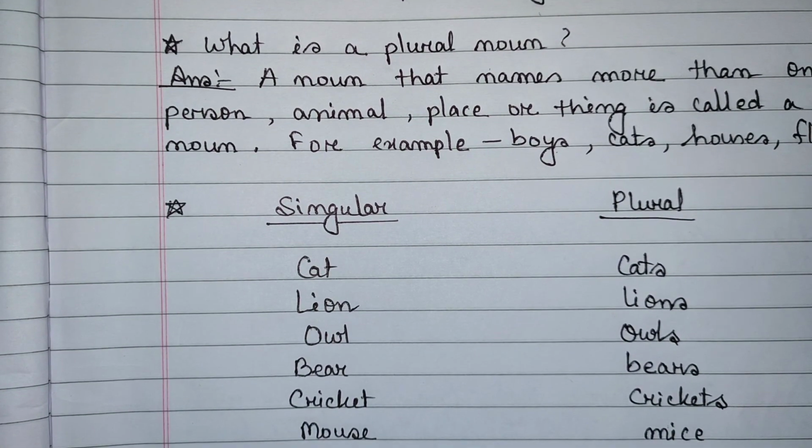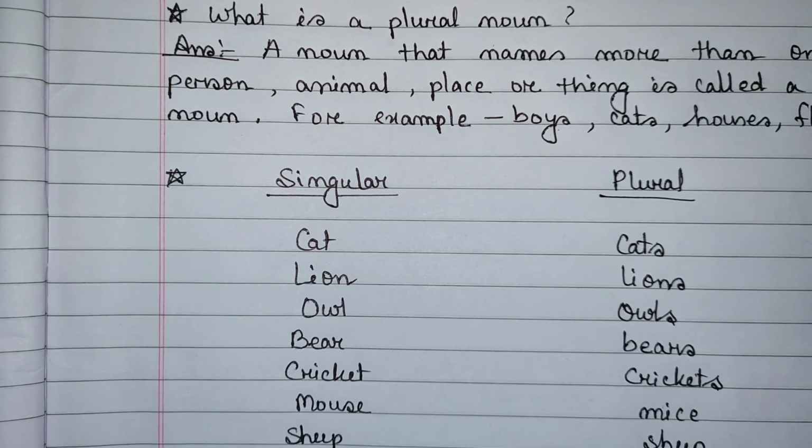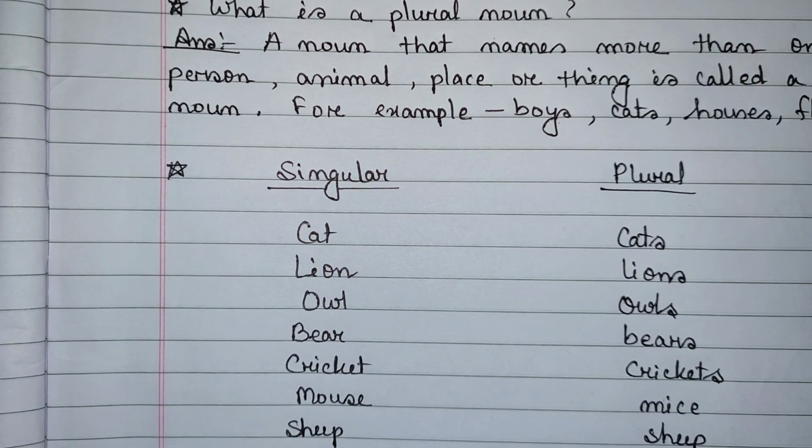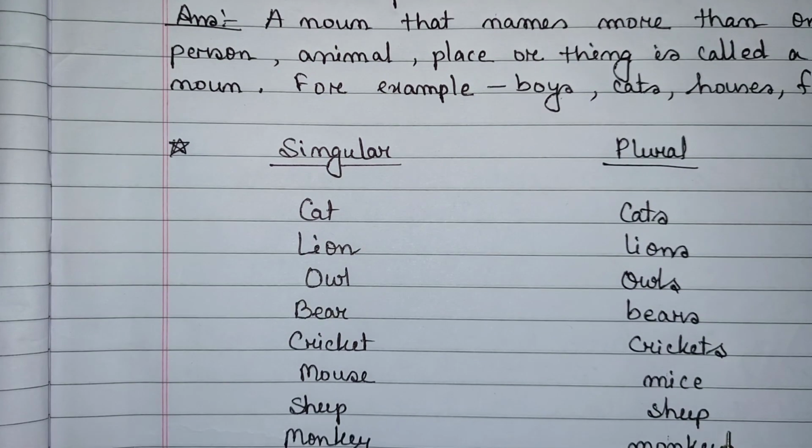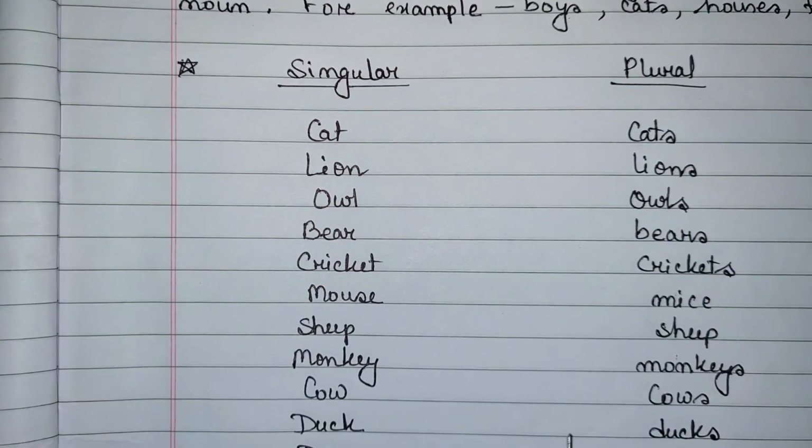Some singular forms do not change. And the example is sheep, S-H-E-E-P. Sheep. The plural form of sheep is sheep, S-H-E-E-P. It's not changed. Okay. Cow. Cows. C-O-W-S.